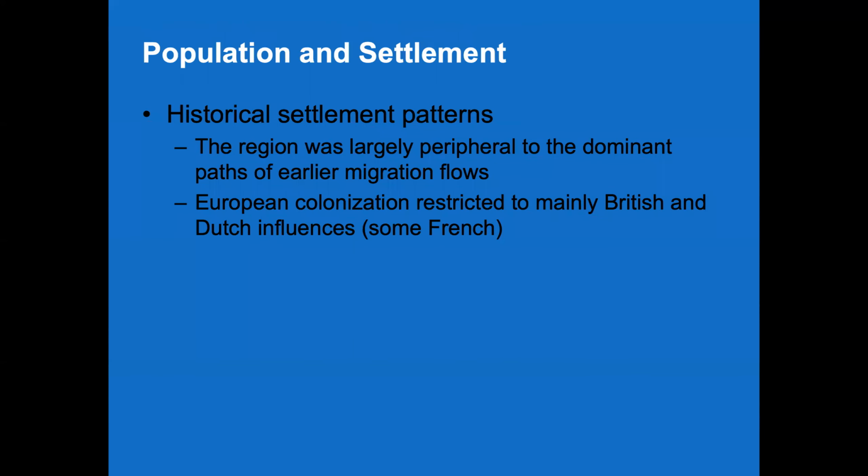Look at some of the historical settlements. European colonization was restricted primarily to British and Dutch influences, with some French, and that history is still there. When you think of English, you think of Australia, you think of New Zealand, you think of Tasmania, and then French and Dutch are scattered throughout what we call Melanesia and Polynesia. Although there is more modern day American, and I mean US, influence in the region.